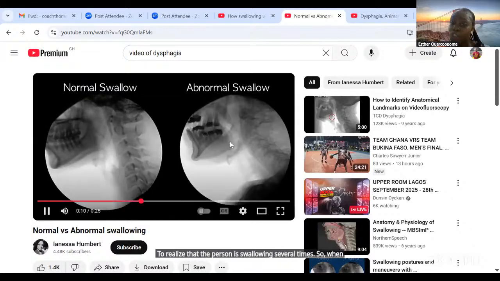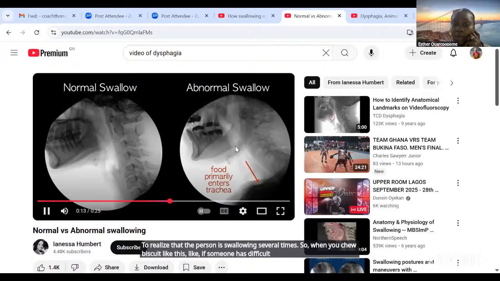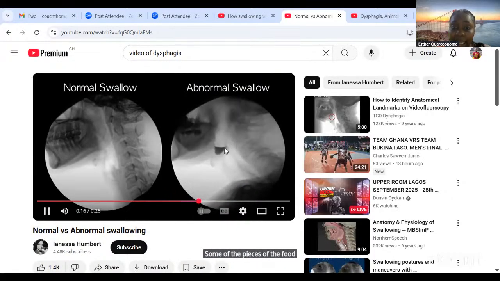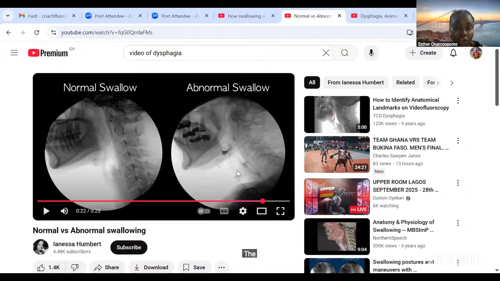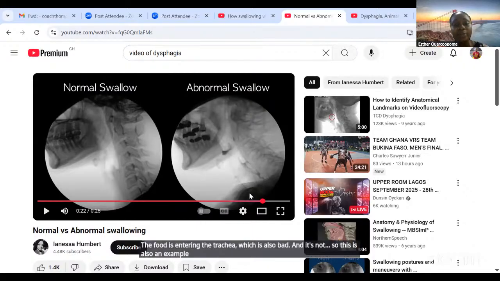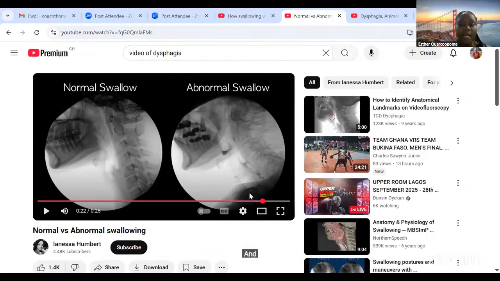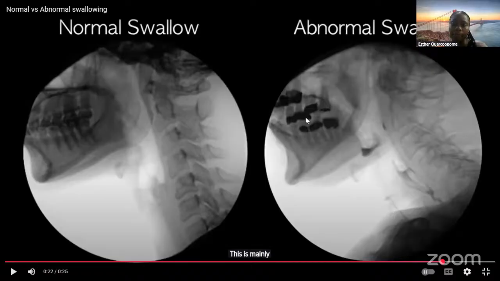So when you chew biscuit like this, if someone has difficulties with swallowing, some of the pieces of the food can get there like this, and the person will keep swallowing, and you realize that the food is also entering the trachea here. The food is entering the trachea, which is also bad, and it's not good. So this is also an example of dysphagia, another abnormal swallow of dysphagia.